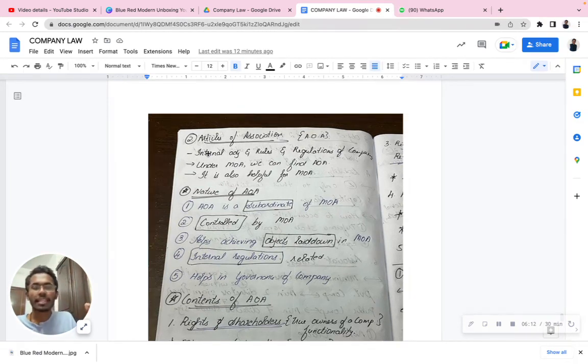And in the next video, we'll be seeing the comparison between memorandum of association and articles of association. We'll be comparing the differentiation between both.